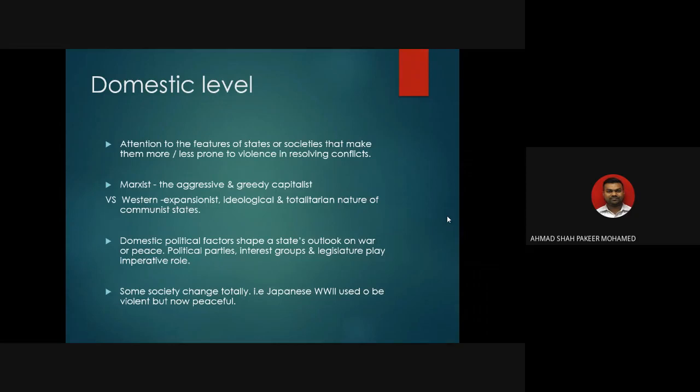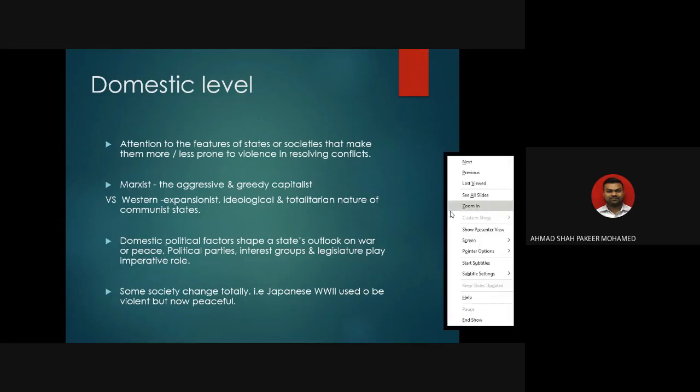So political parties, interest groups, and also legislators play an imperative role to create and also resolve the situation. Some societies change totally. For example, Japan itself. In World War II, it used to be violent, let a lot of wars happen, and also actually created war. But right now, the situation is different. You can see Japan mainly promotes peace, and also encourages people in terms of cooperation and all. So this is what we call the domestic level.